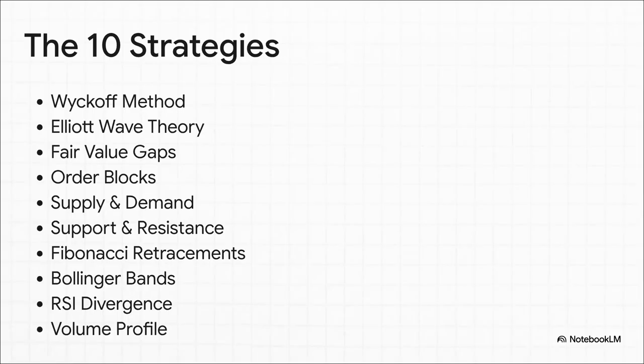And here they are, the whole toolkit. You can see it's a really wide mix. You've got your classic, old-school stuff like the Wyckoff method and Elliott wave theory. Then it mixes in more modern price action concepts, things like fair value gaps and order blocks. And on top of all that, it layers in all those quantitative indicators that a lot of traders use. You know, Bollinger Bands, RSI, volume profile. The whole point of mixing and matching all of these is to give the AI a much more complete, kind of 360-degree view of what that chart might do next.